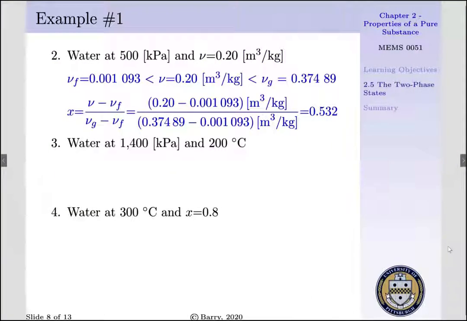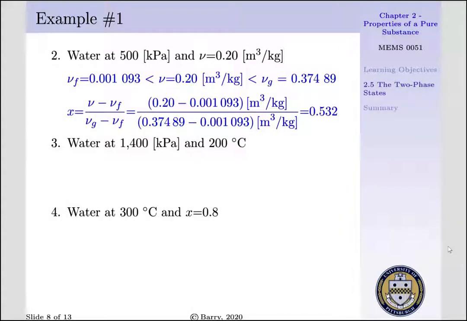Therefore, we can define our quality as nu minus nu sub f per nu sub g minus nu sub f. This would be equal to 0.2 minus 0.001093 per the quantity 0.37489 minus 0.001093 meters cubed per kg. And we'd have a quality of 0.532 or 53.2%.